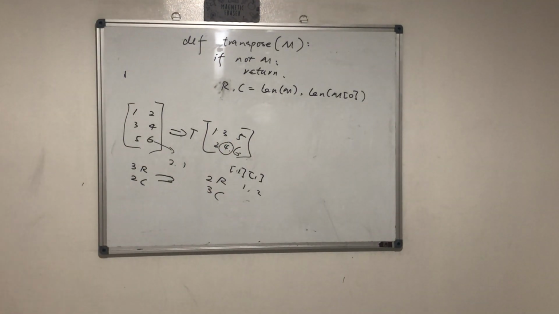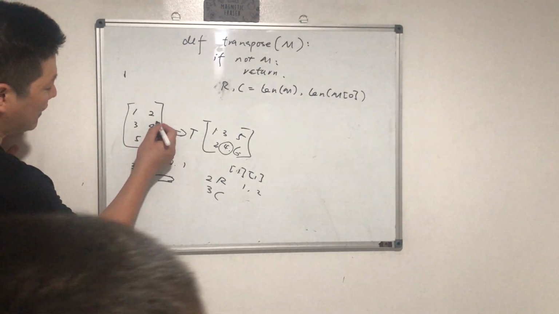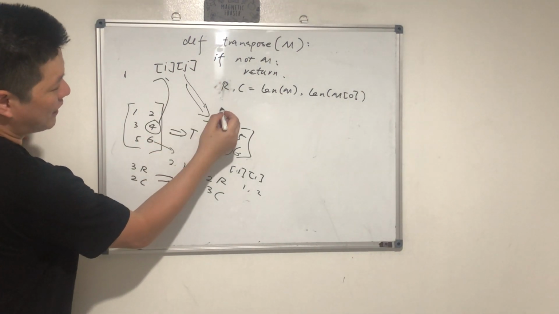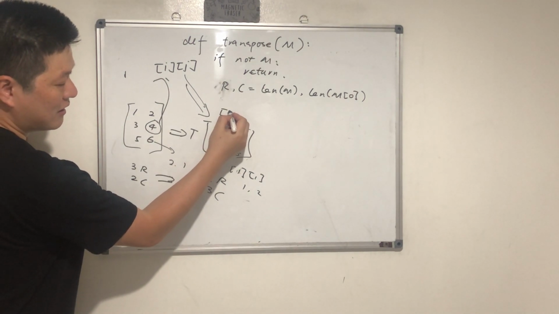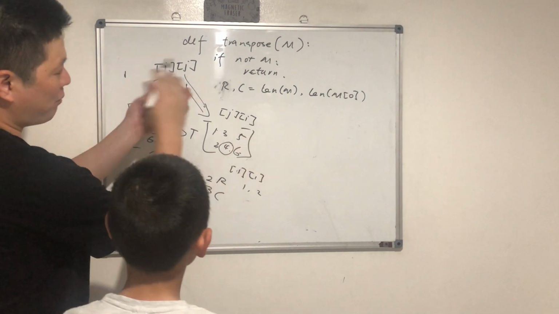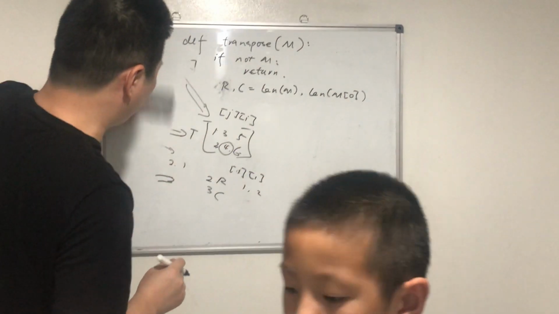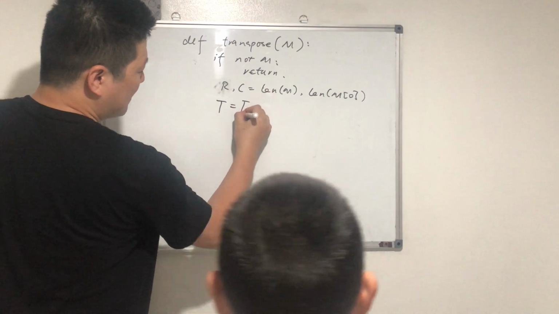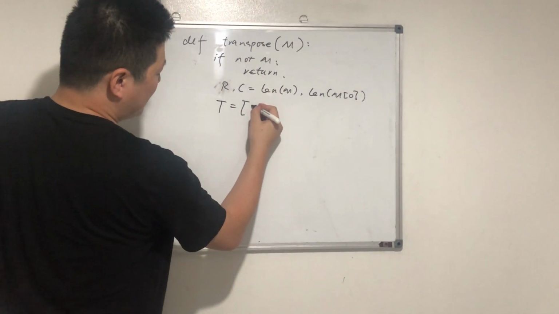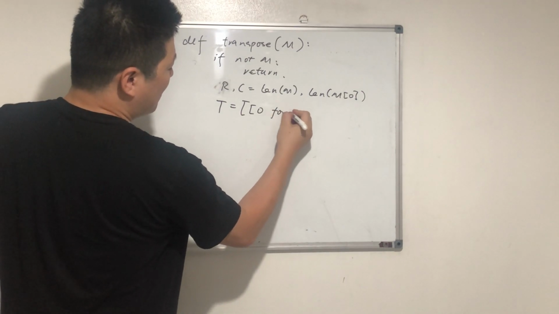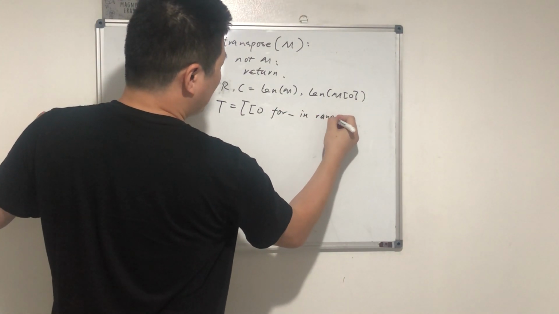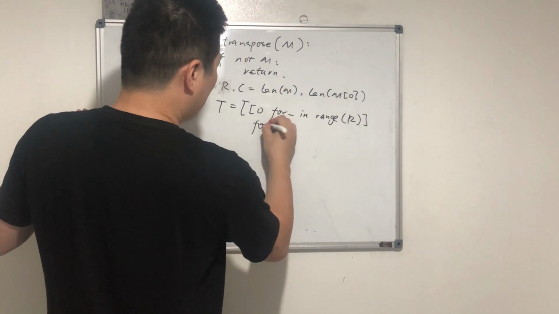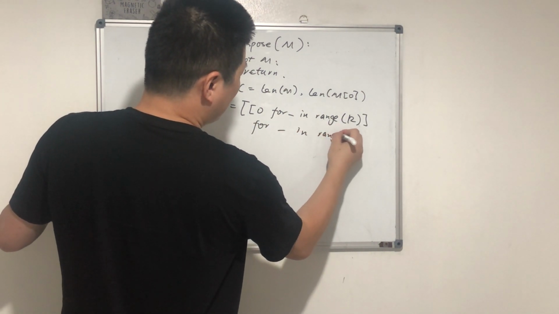Got it? So for example, if the index is ij, and then when it goes to the transpose, what will the index become? Ji, right? That's what I mean. You swap the rows and columns. So why do we need to know this? Because of the R and C, and then I need to create a matrix T equals, at the beginning I put 0 for underscore in range R, okay? That's the columns. And then for underscore in range what?